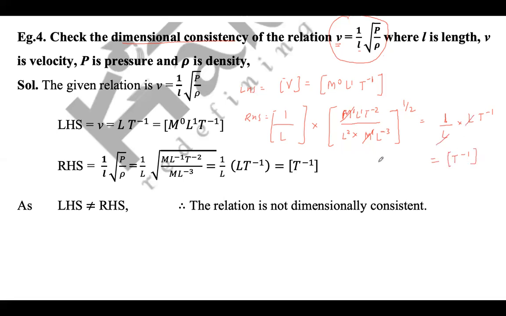So now if you see, the dimension of LHS is m0 L1 T minus 1 and here it is m0 L0 T minus 1. So both are not equal. The LHS dimension and the RHS dimension, they are unequal. So because the dimensions on both the sides are not equal, the relation is not dimensionally consistent. Is it clear? Is it clear, बच्चों?